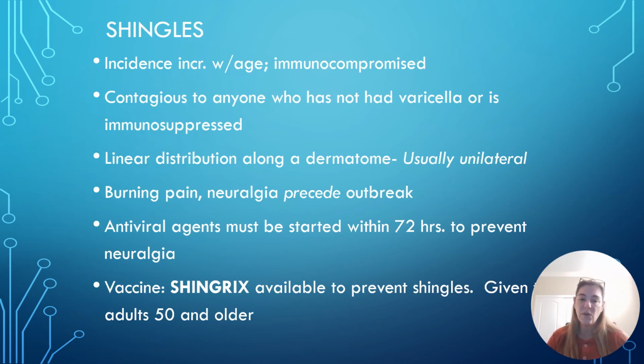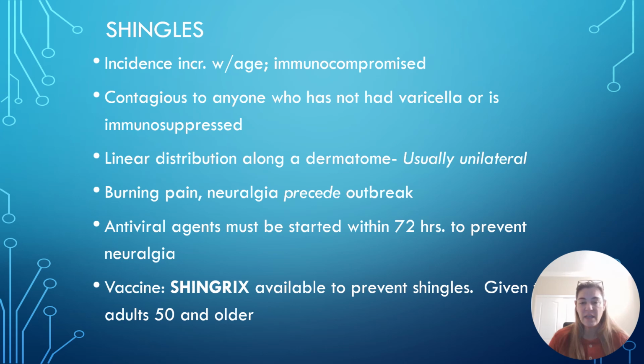Shingles. As you get older, like I said, your risk of getting shingles increases. If you're immune compromised, that's why we talk about it in children, because children that are immune compromised have a high risk of getting shingles. It is contagious to anyone who has not had varicella. Again, anyone who has not had the chickenpox, this is contagious for. If you've had the chickenpox, it's not contagious. Or if you're immune suppressed, it can also be contagious.